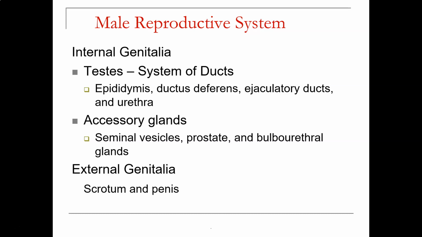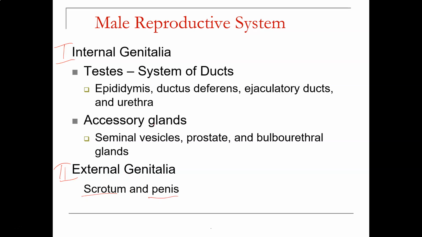Okay, so today though we're just going to focus on the male, and we'll talk about the female in the next lecture. So here are the organs that make up the male reproductive system. It's divided into two types, internal and external genitalia. Internal just means you can't see them. They're not superficial. They're within the body. External, you can see them externally, superficially. So external genitalia would include the scrotum, which houses the testes, and the penis.